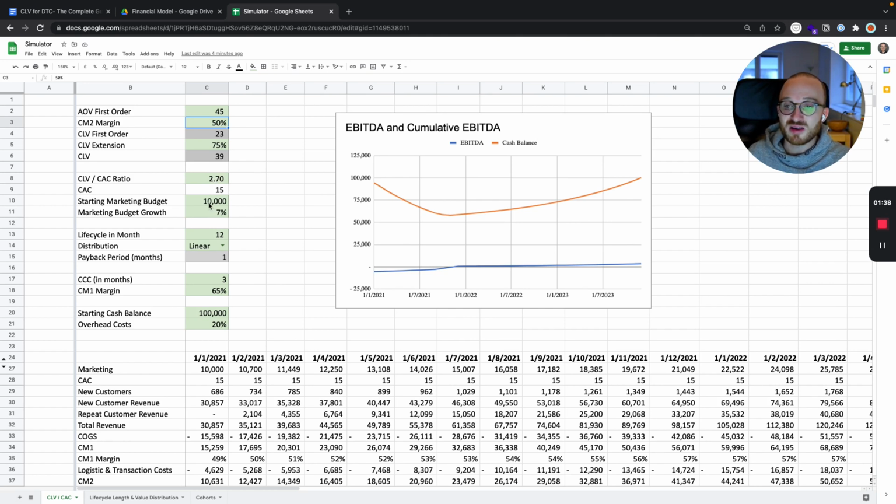Also, marketing budget and growth is an important factor if you want to consider liquidity. So I'm starting here right now at a 10K monthly marketing budget, so not too high yet, but I do want to grow 7% every single month.